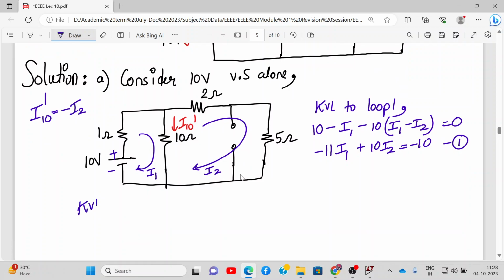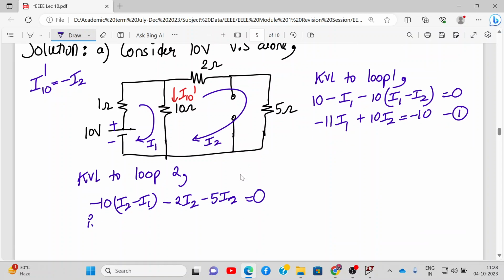Now we apply KVL to loop number 2, in this loop over here. So we have minus 10 (I2 minus I1) minus 2 I2 minus 5 I2 is equal to 0. So if we simplify this, we get 10 I1 minus 17 I2 is equal to 0. Let's call it equation number 2.